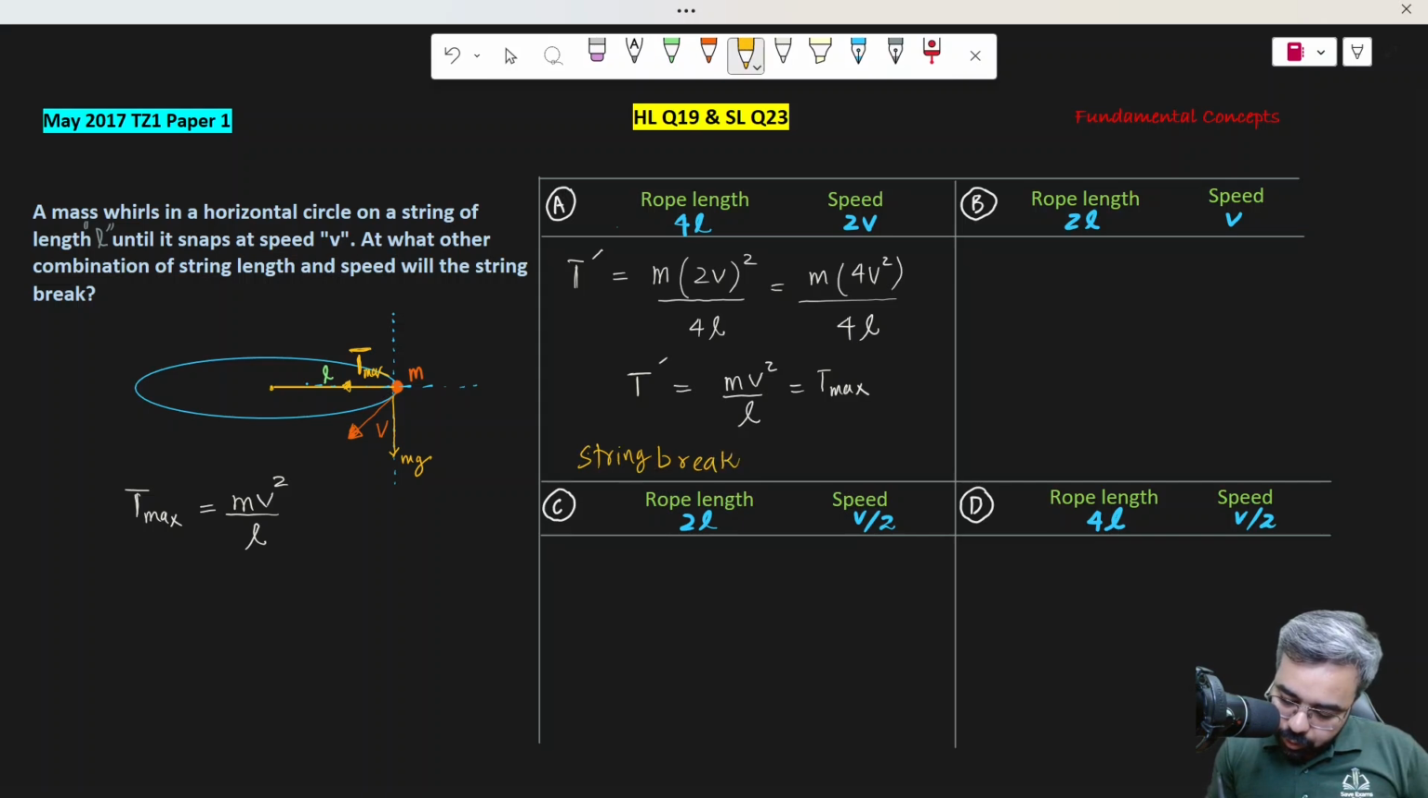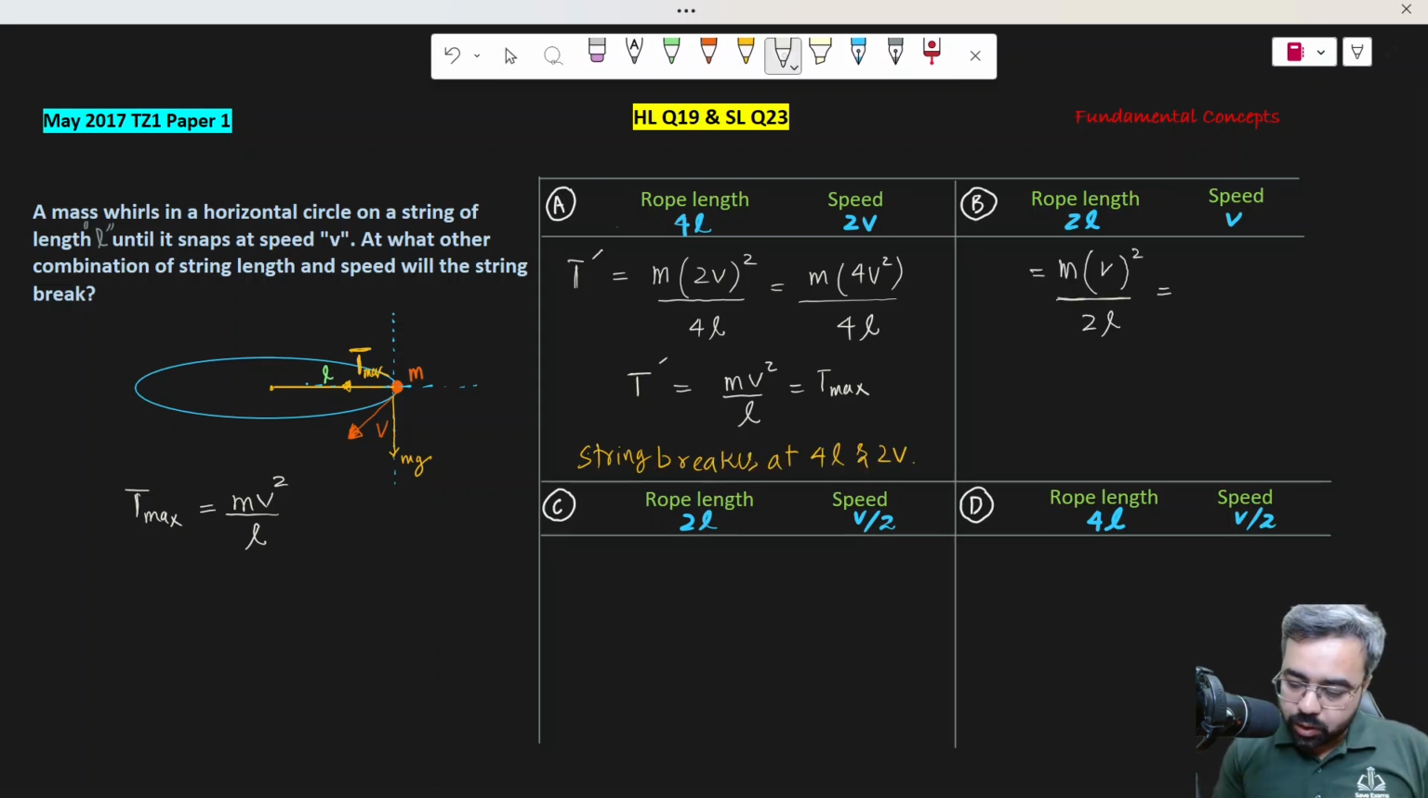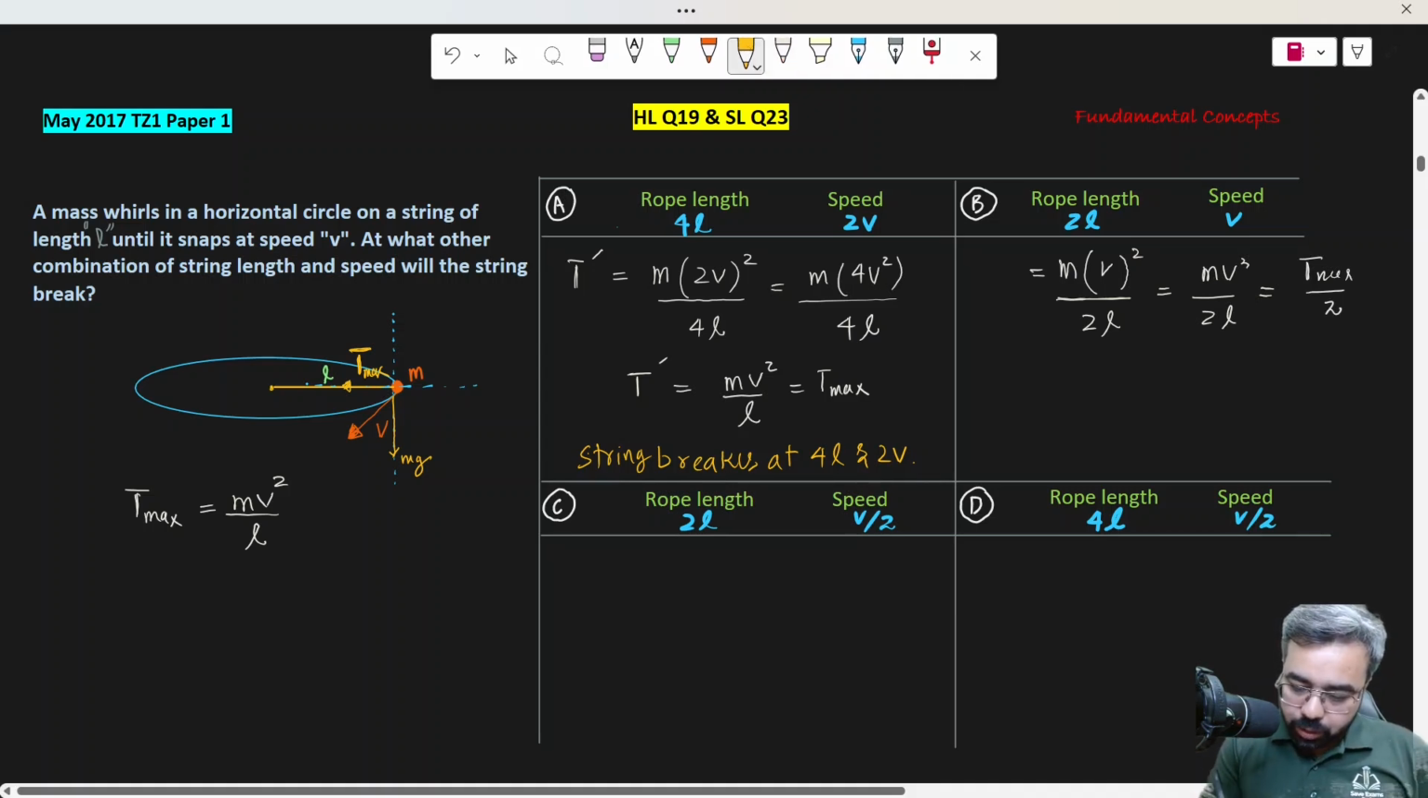But I will quickly show you the others. This is equal to mv squared over 2L, which is, by the way, dear students, T max over 2. So it's half of the maximum tension. That should not be the right answer. A is the only right answer.